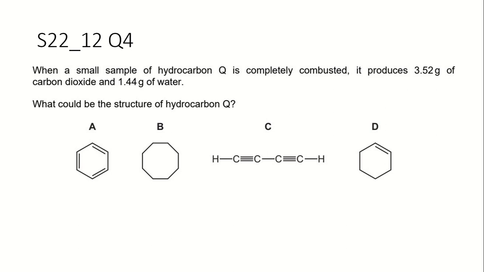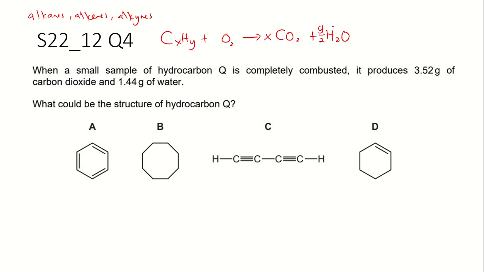This question is about complete combustion of hydrocarbon. There are three types of hydrocarbons: alkanes, alkenes, and alkynes. Now, any type of this hydrocarbon, when completely combusted in excess oxygen, all the carbon will turn into CO2 and all the hydrogens will turn into water. So this will be x, this will be y over 2.